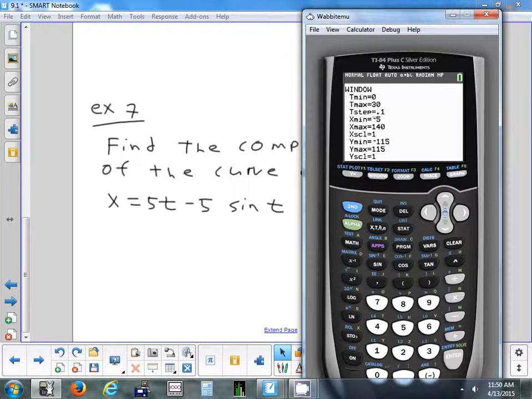So if it was 1, I'm sorry, sine of 0 is 0. So that would be 0 minus 0. So if t is 0, it's not going to be negative. It's going to start at 0. So let's start x min at 0.